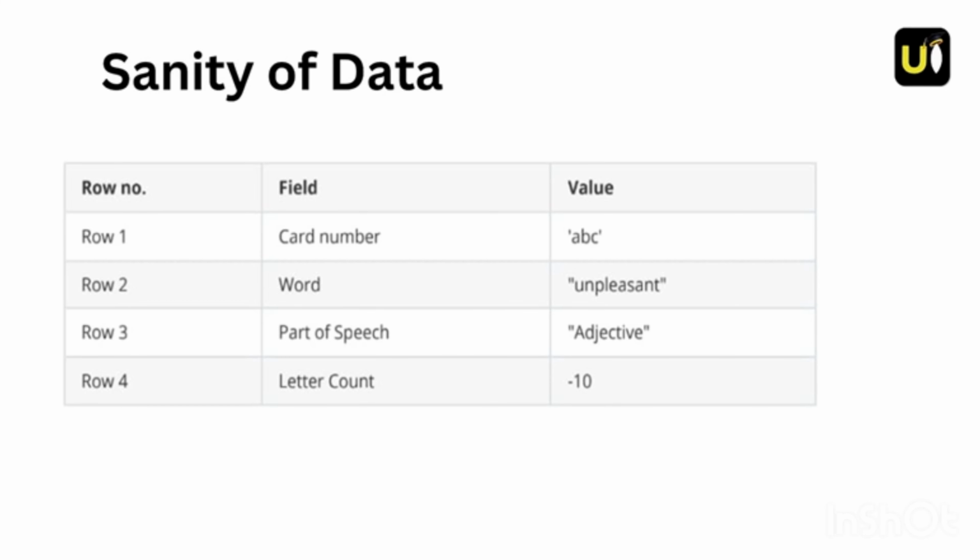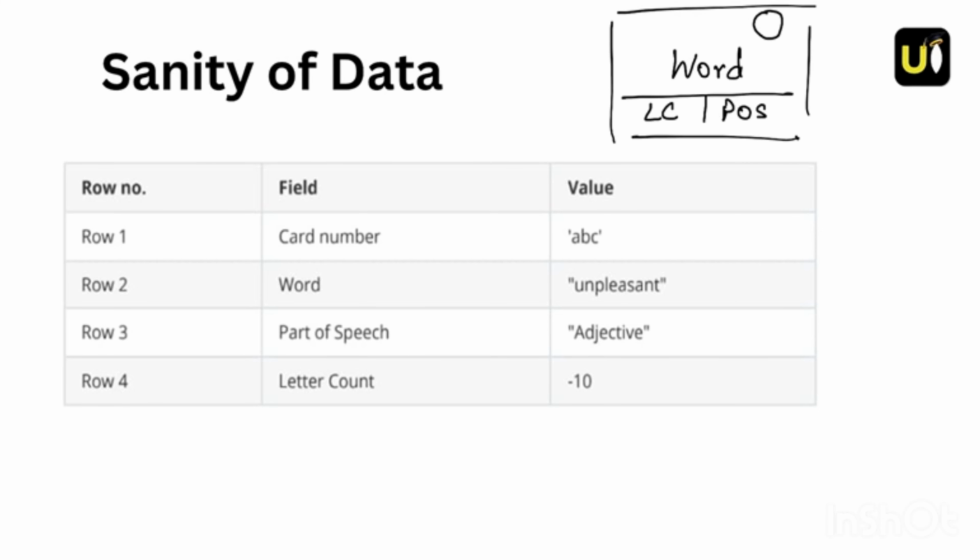Here they have taken the words data set. In case you haven't seen the words data set, it's taken from a sentence. There's a word in the center and there's a part of speech here and there's a letter count, that is the number of letters in the word. And there's a serial number on the top, or the card number. So this is how the words data set is. The card number is a character, so it can be any character from A, B, C or 1, 2, 3 because it's a serial number. So the card number can be A, B, C.